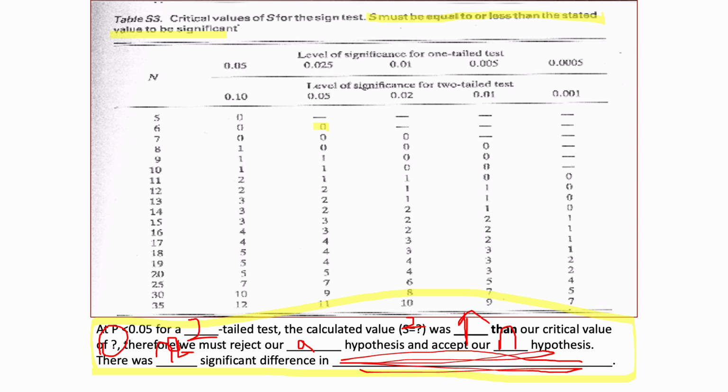Remember, the 5% level is used in psychology. It's the conventional level, and it balances the risk of a type 1 and a type 2 error.